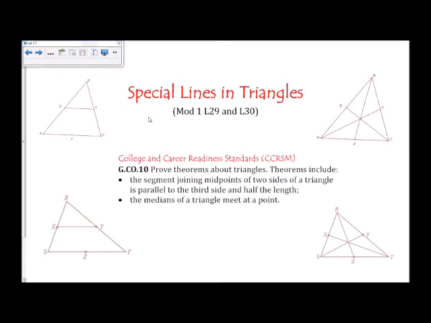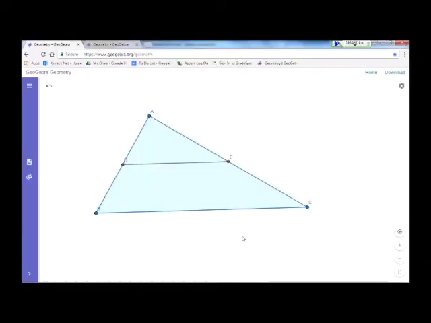This lesson is about special lines in triangles, and it goes along with Module 1, Lessons 29 and 30 in Engage New York. In this lesson, we'll cover one CCRSM standard, and prove that the segment joining the midpoints of two segments of a triangle is parallel to the third side and half the length of the third side. The other proof about medians of a triangle we will do in our next video. Let's get started. Before we get into Engage New York, I want to show you something I made in GeoGebra.